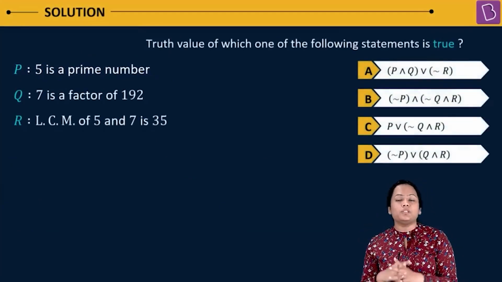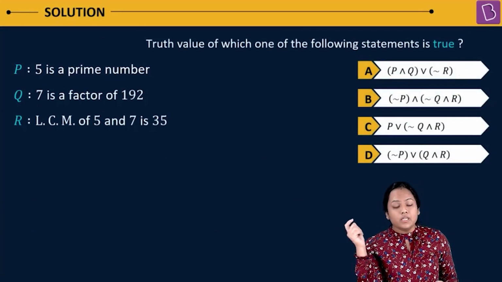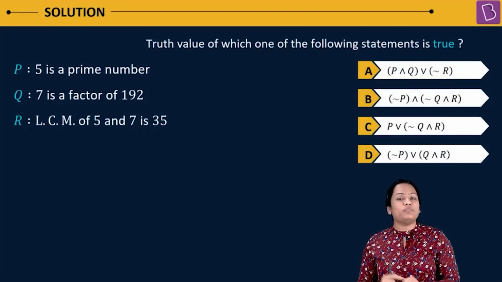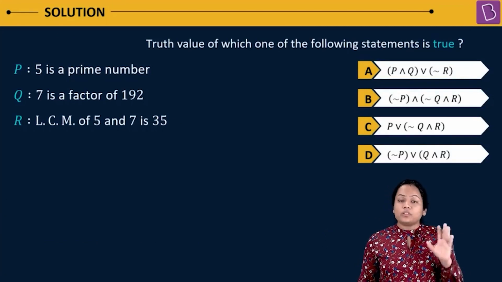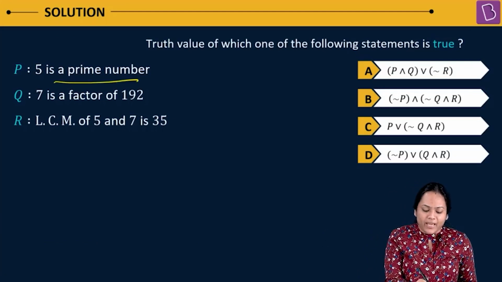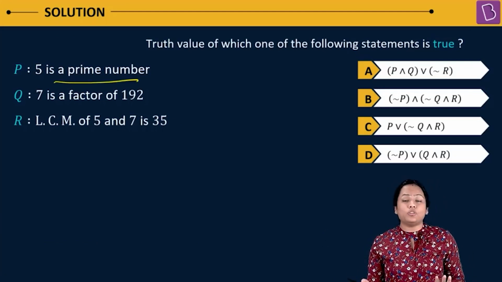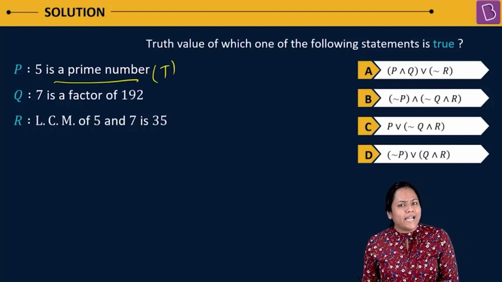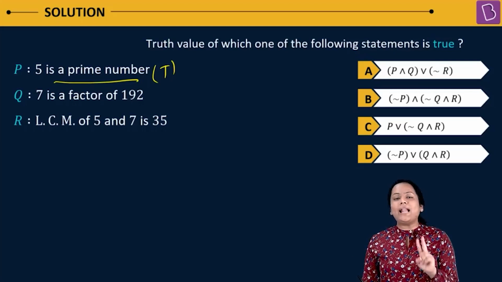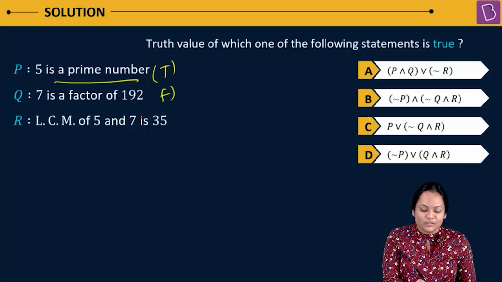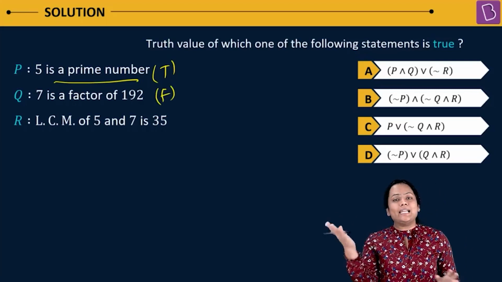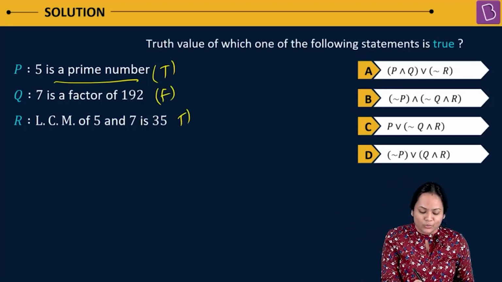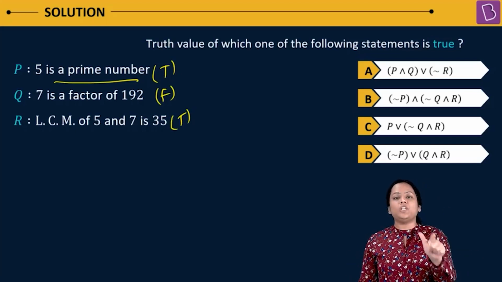Before going to the options, definitely what I have to do first? Well, I have to mark the truth value of P, Q and R. Then only I can go with the options, right? Okay, so coming to the statement P, it's saying 5 is a prime number. Definitely you also know that it is true. Coming to Q, 7 is a factor of 192. Is it, guys? Well, no. That means it is false. And the third, LCM of 5 and 7 is definitely 35. So this is true. So these are my truth values of P, Q and R.